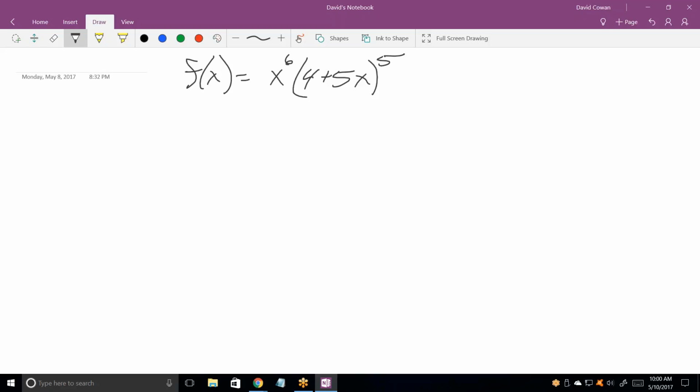Okay. So what are we going to use here to do this? Okay, so I thought it was kind of a mix of the power rule and the product rule. Correct. And the chain rule. And the chain rule, so then you have to multiply it all by 5, which is the derivative of what's inside of the parentheses, correct? Exactly.